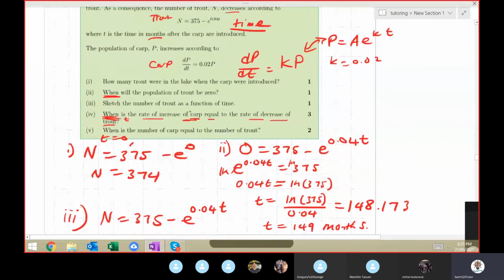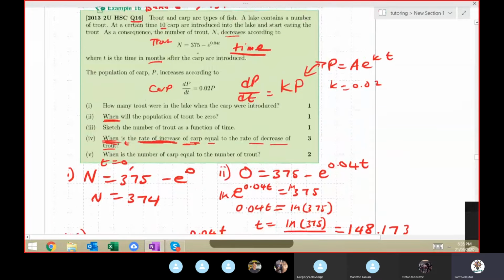Rate of increase of carp. What does rate of increase mean? Well, that's not your normal function. Your rate is the derivative. So rates of increase or rates of decrease are your differentiation. Rate is just your gradient. Your gradients were your rates of increases or decreases. This is a slope. That was your rate that it's increasing by.